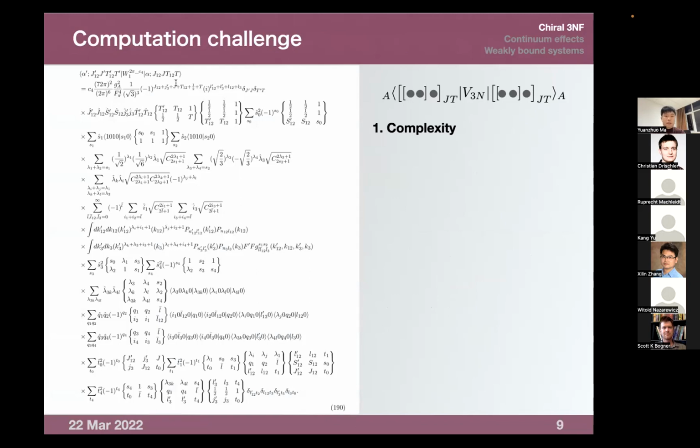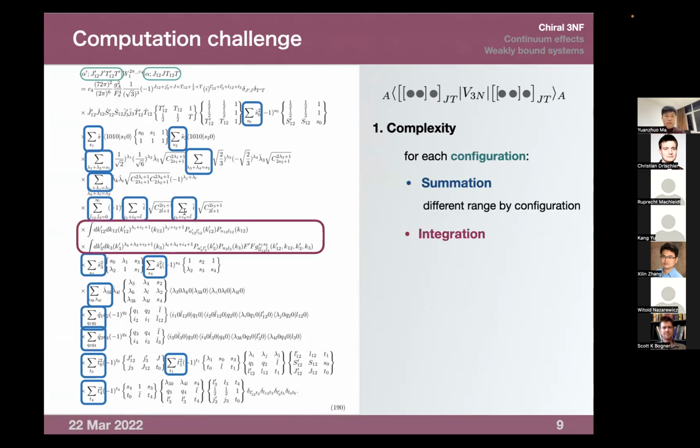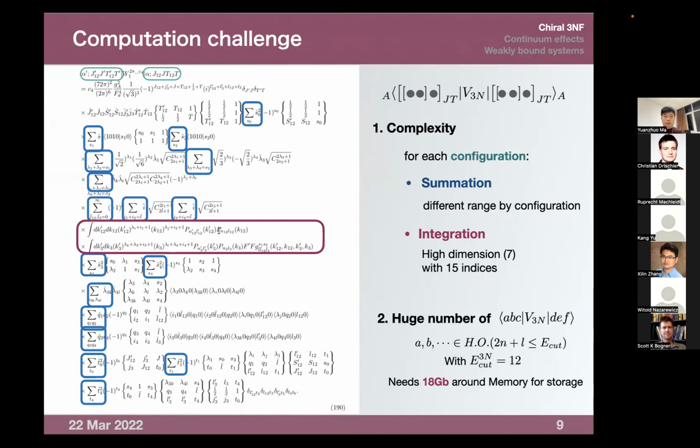And for each Jacobi configuration, Jacobi state, it has many summations, whose range could be different as we change the configurations. Also, in the kernel of this formula, there exists a high dimension integration with many indices. What's more, in practical real world calculation, we need quite a lot of this kind of matrix element to build our JJ coupling three-body matrix elements.